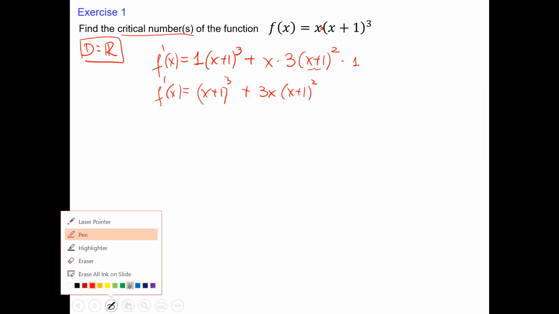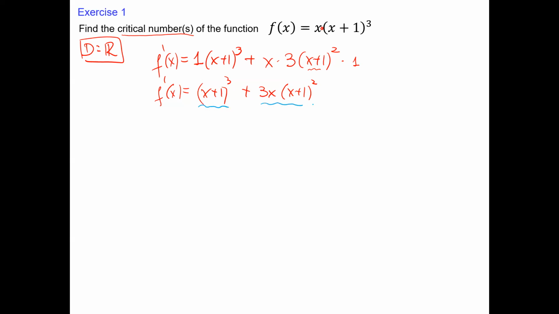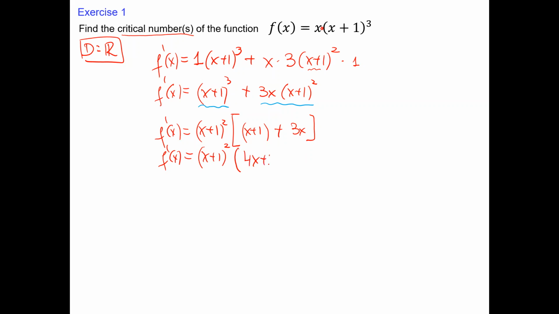We have two terms, and the common factor is (x plus 1) squared. We can factor it out. If we take out (x plus 1) squared from the first quantity, x plus 1 will stay. And if we take (x plus 1) squared from the second quantity, 3x will stay. Because the factored form is a good form to find the critical points. And then we have x plus 1 plus 3x, which is 4x plus 1.